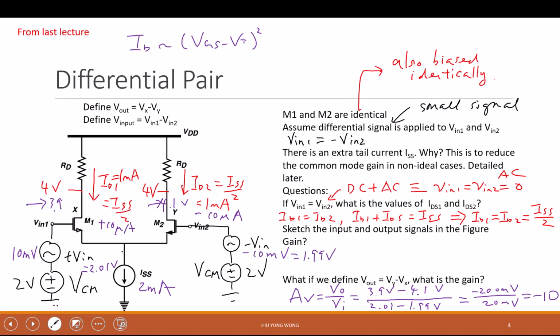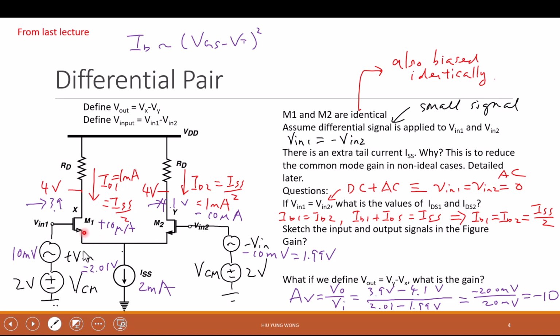Let me summarize again what we did. We talked about the differential pair. When you think about the differential pair, at least in this class or any properly designed differential pair, you will think that it is symmetric. It's absolutely symmetric from left to right for it to work well.